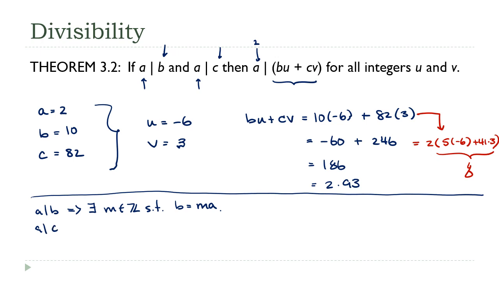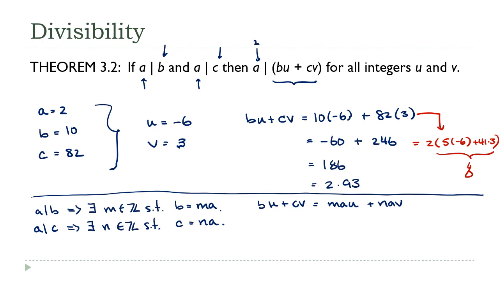A divides C implies there exists an integer n such that C is equal to n times A. All right, well now let's look at this BU plus CV. I'm going to do something very similar to what I did in the last proof. I'm going to do a little substituting. B is m times A, so this is MAU plus CV. That's NAV.